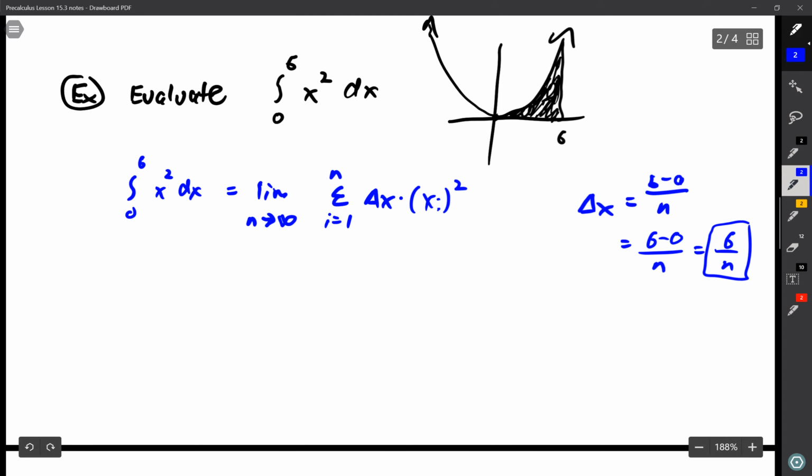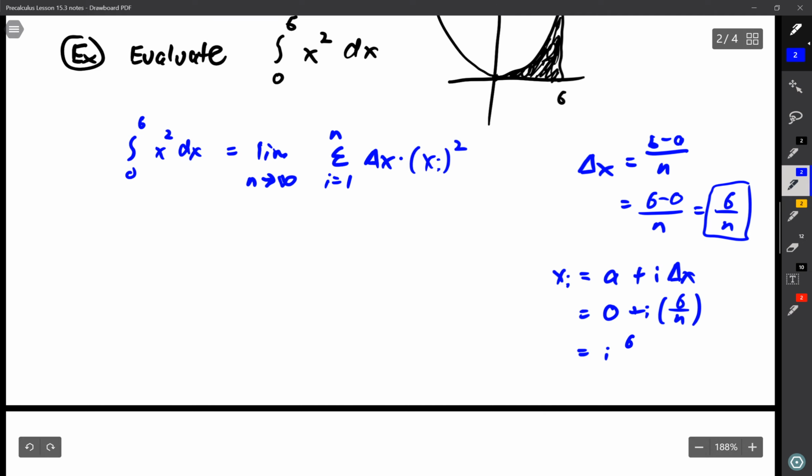And then we need our x sub i, we set as a plus i delta x. So that's 0 plus i 6 over n, which we can just write as i 6 over n. Now you could write it as 6i over n. I like to leave the i in front. I'll show you why in just a little bit. Okay, so now we have what we need for plugging in here.